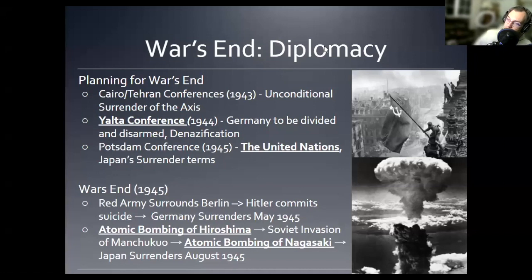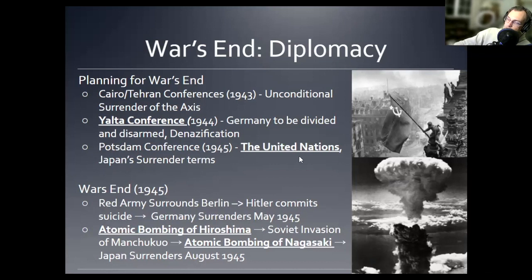At the Yalta Conference in 1944, which was right before the defeat of Germany, it was agreed upon that Germany would be divided to prevent it from ever waging war again. It would be disarmed, all of its military capabilities would be removed, and it would be denazified. So any influence of the Nazi Party would be permanently removed. At the Potsdam Conference, which was after the defeat of Germany, held just outside the German capital, the plans for the United Nations were finalized. Japan's surrender terms were outlined in the Potsdam Declaration, and in general, some of those final details were wrapped up.